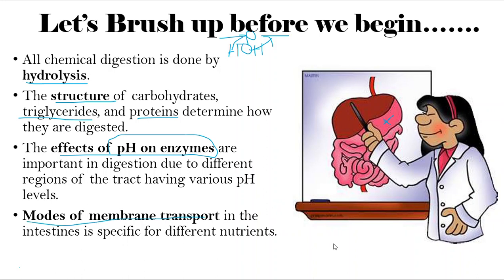Modes of membrane transport, which is basically, if this is the GI wall, this is how we get the nutrients out of the lumen of the GI tract and into the inside of the body, predominantly, of course, going to either blood vessels or in some cases lymphatic vessels.